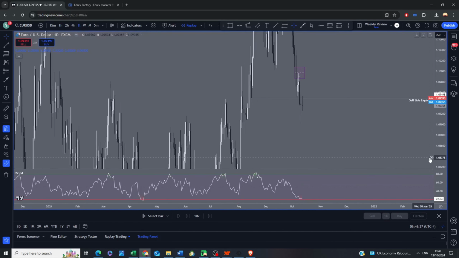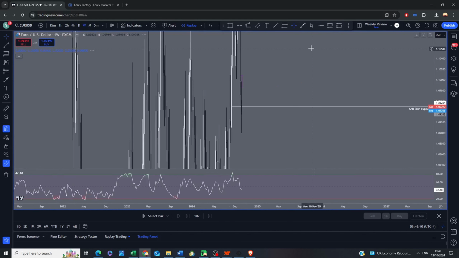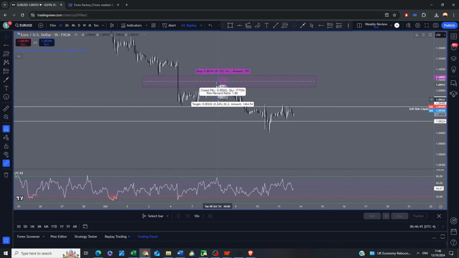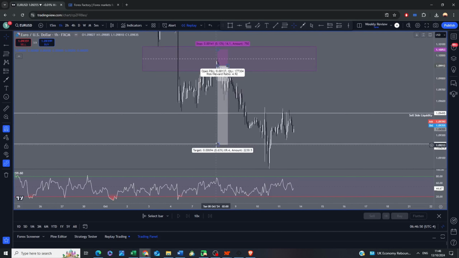Price went quite low, right? We went into that weekly order block, which is right around that area. So that's a lot of potential extended target. So, but yeah, great trade.